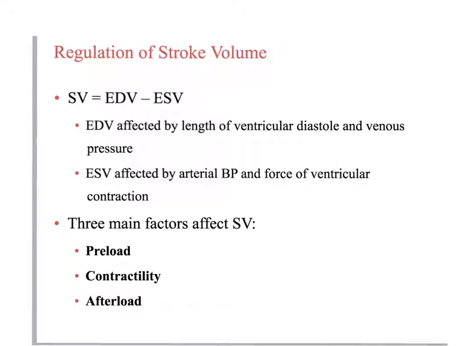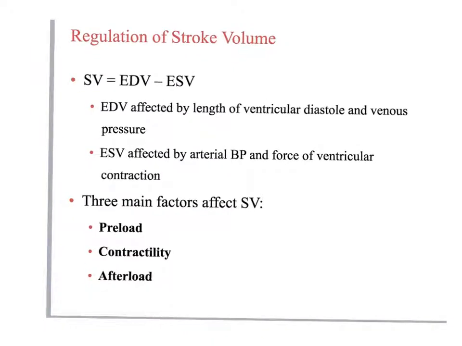So there are three main factors that affect stroke volume. We call them preload, how much blood is coming in to the heart at relaxation; the contractility of the heart, how well it can squeeze, how well it can contract; and then afterload, and we'll talk about that in a couple minutes. So, about preload.